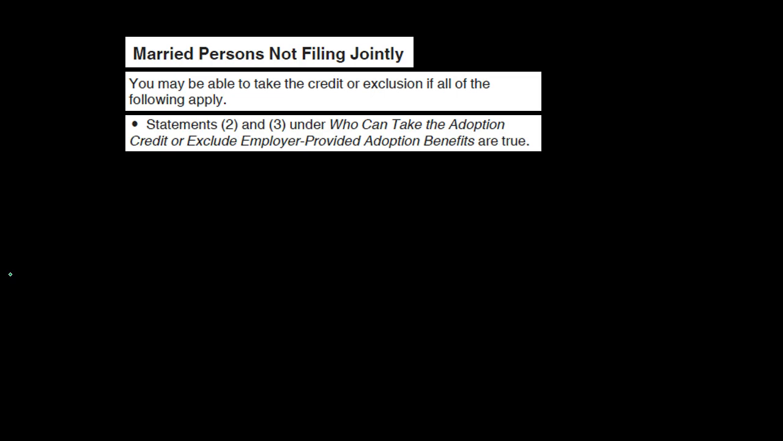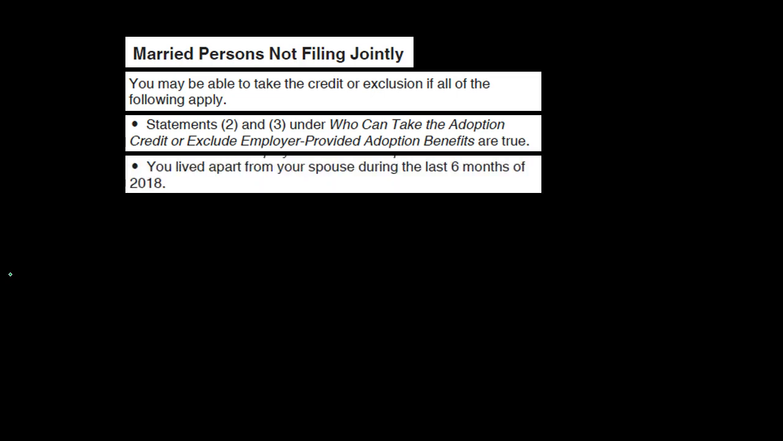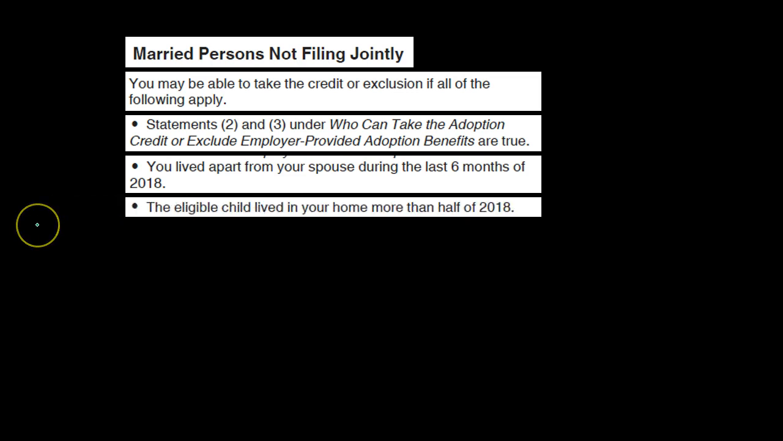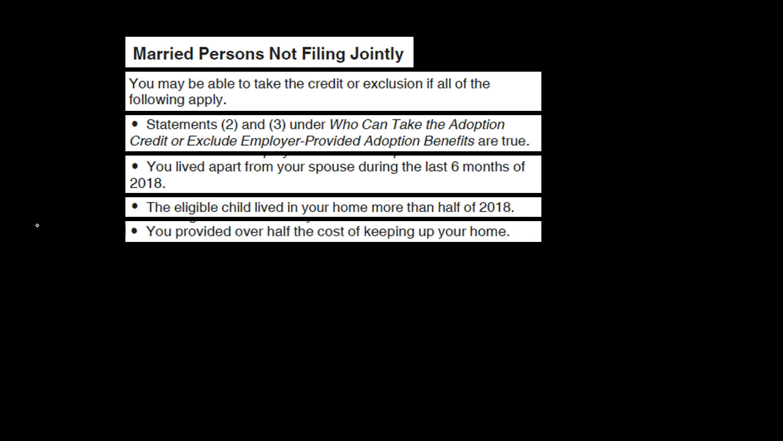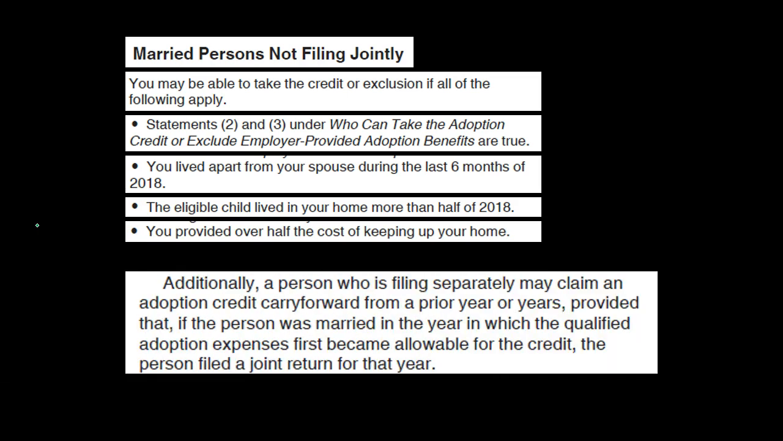Statements 1, 2, and 3 under who can take the adoption credit or exclude employer-provided adoption benefits are true, and you lived apart from your spouse during the last 6 months of 2018. The eligible child lived in your home more than half of 2018. You provided over half the cost of keeping up your home.